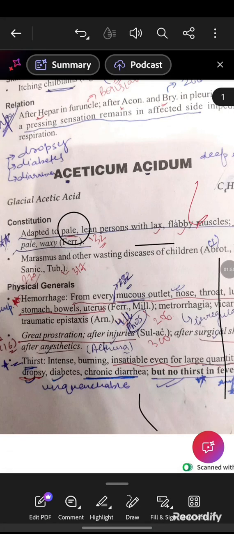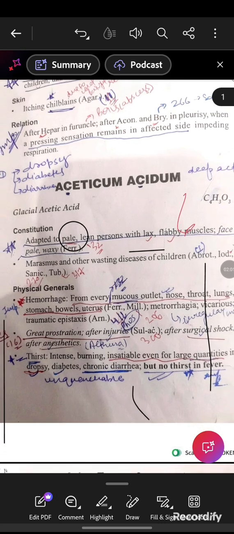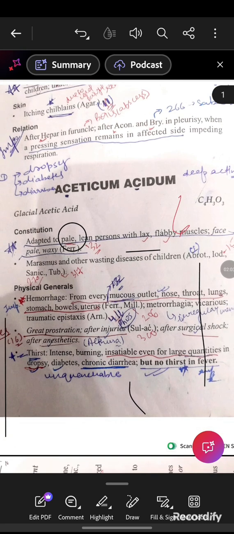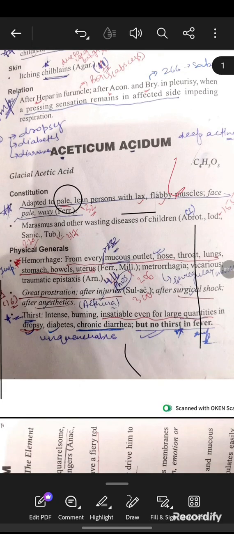Okay. The next point of constitution is marasmus and other wasting diseases of children. Marasmus. Do you remember that in abdotanum there is marasmus of lower limbs, and in iodum there is marasmus of scrophulous diathesis, and in sanicula there is marasmus too. What's the marasmus point? I think neck hangs in folds.